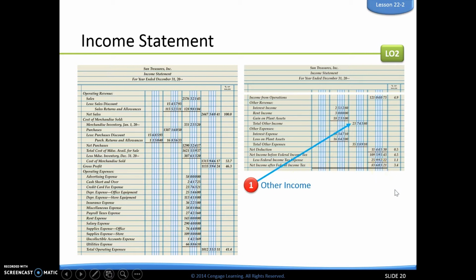So like I said, the other income is new. Our other expenses are new. And then this net deduction is our three new pieces that we're going to add in when we do this income statement in 22-2.